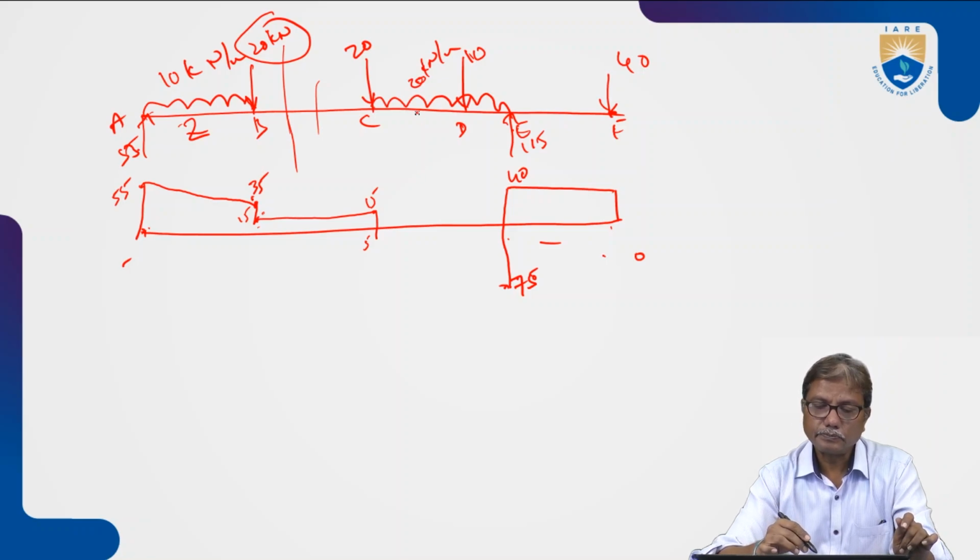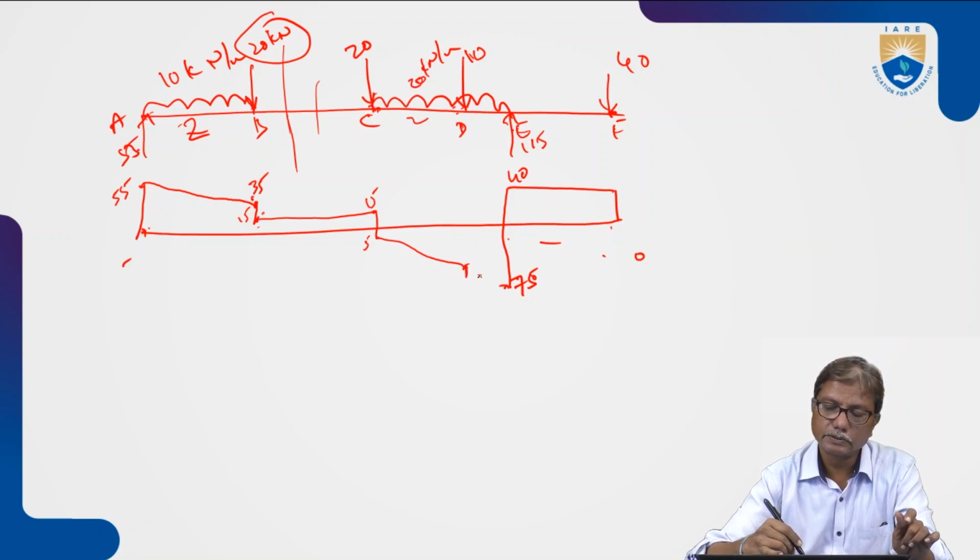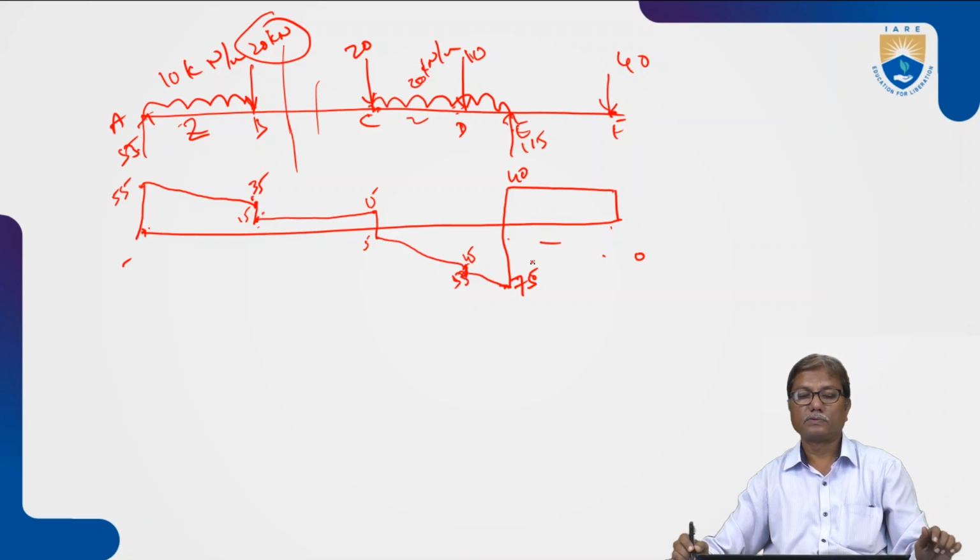Next, between C and D, it is 2 meters. So shear force changes to 45 actually, 40, and this is already 5 here. So it is 45. And there will be a sudden change here by 10. That means 45, and this is 55 to 70.